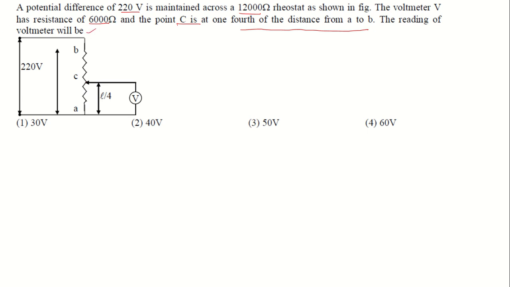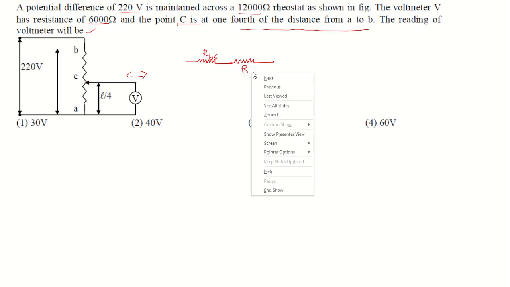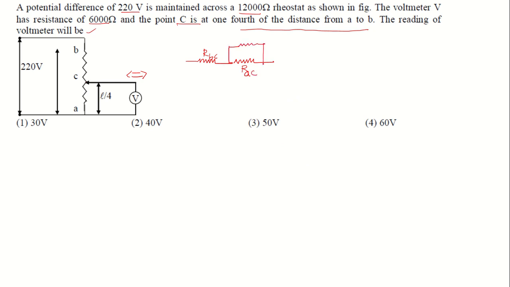So we can just simply convert this circuit into an equivalent form like this one. So here a BC resistance, so we can just draw it as the resistance of BC. Then we are with the another part of rheostat, we can write as resistance RAC. Then the voltmeter also has a resistance RV that is connected in parallel, and the circuit is connected to 220 volt.